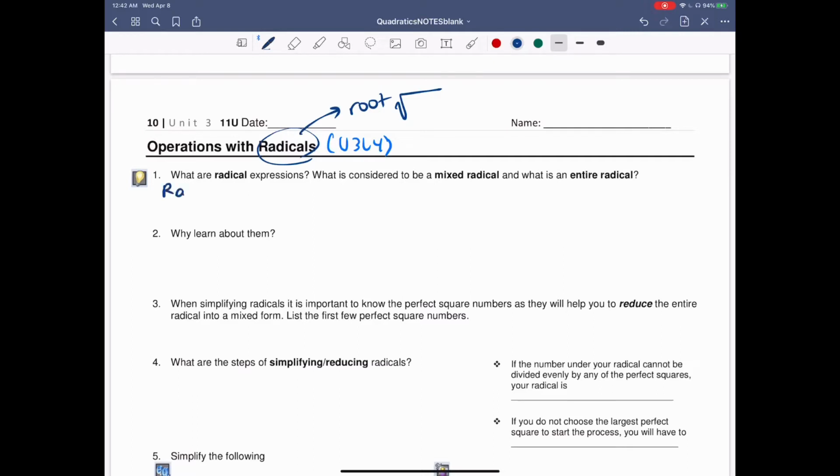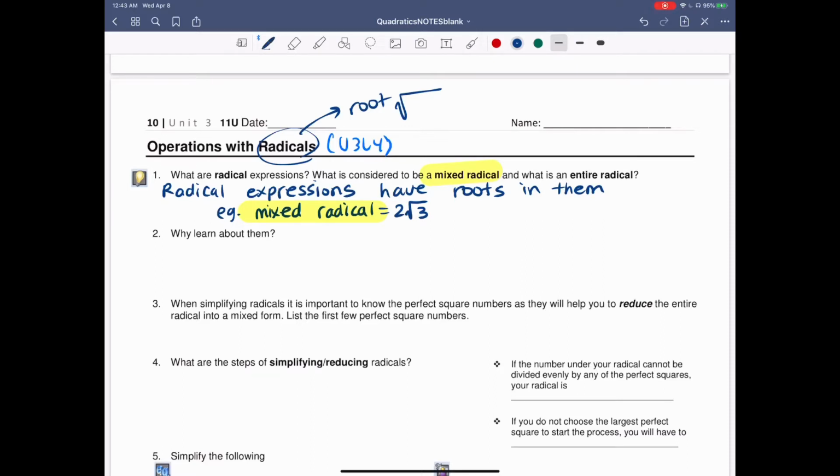So radical expressions have roots in them. For example, you have the mixed radical. Meaning you have the radical portion, the square root, the root portion, along with a number. So it equals 2 square root 3. That's a mixed radical, right?